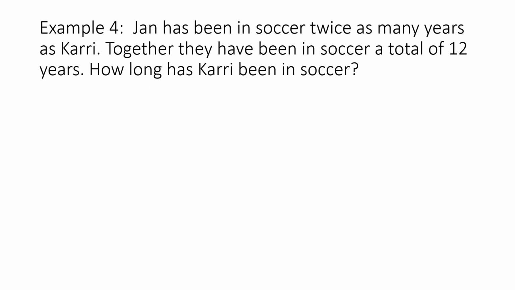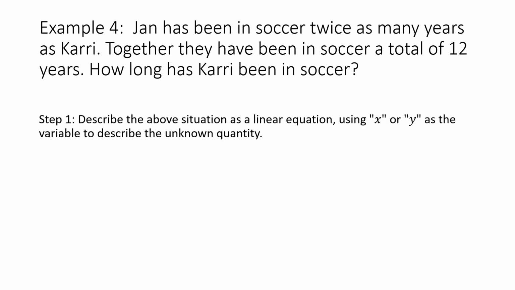Example 4, Jane has been in soccer twice as many years as Karri. Together they have been in soccer a total of 12 years. How long has Karri been in soccer? Step 1, describe the above situation as a linear equation using x or y as the variable to describe the unknown quantity. x is going to equal the years Karri has been in soccer. Since it says Jane has been in soccer twice, twice means 2 times the amount of Karri's years. So Jane is going to equal 2x. And together means that if you add them, x plus 2x is equal to 12. And so that would be my equation here.